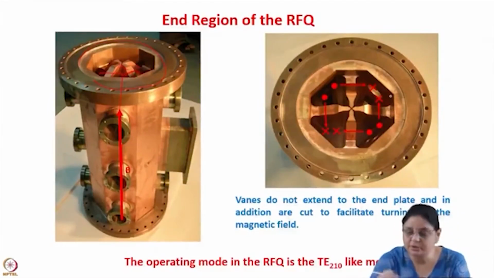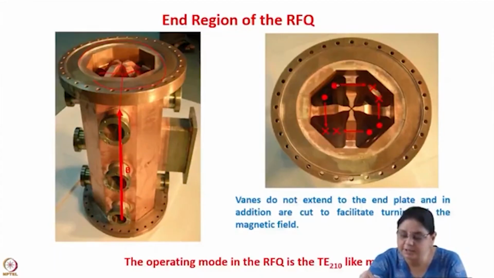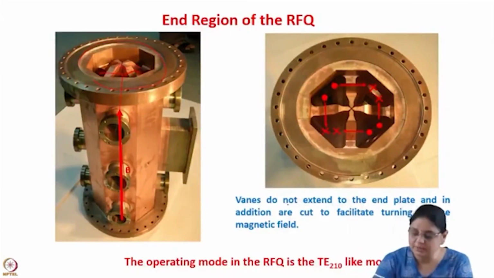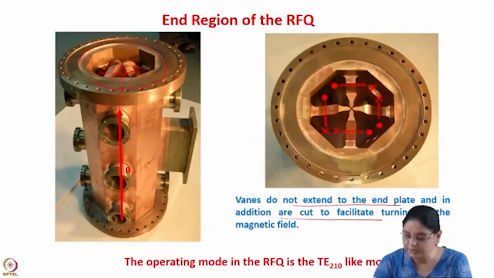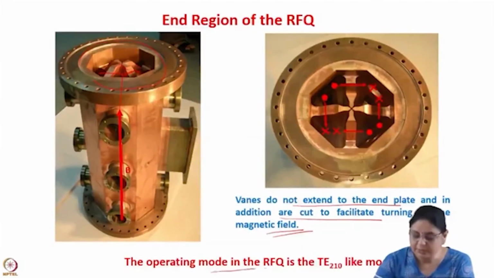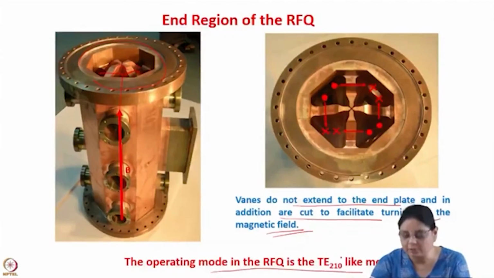So this shows the top view here. This is the magnetic field lines. They bend over and pass on to the next quadrant. Similarly here, they bend over and pass over to the next quadrant. So vanes do not extend to the end plates, and in addition they are cut to facilitate turning of the magnetic field lines. So thus the operating mode in the RFQ is a TE210 like mode.